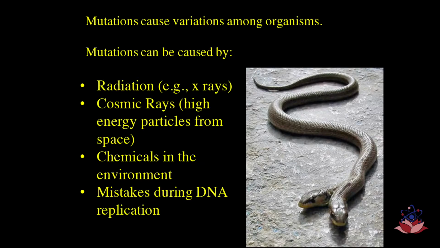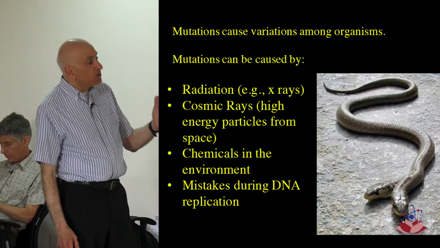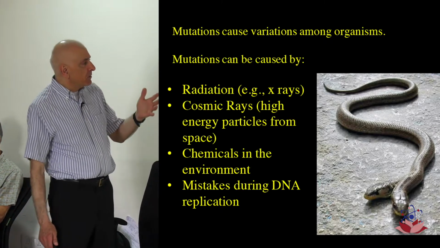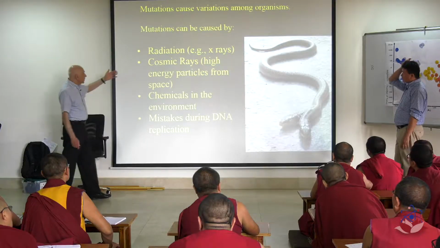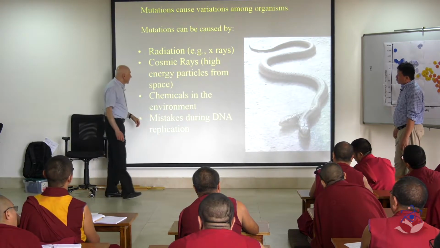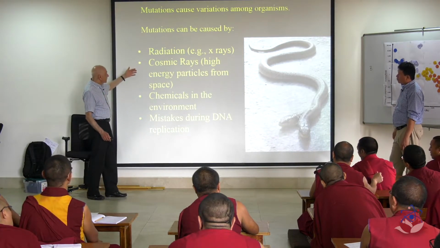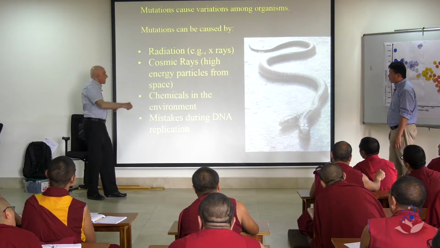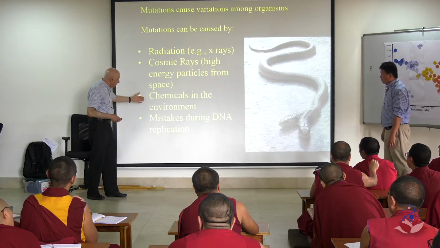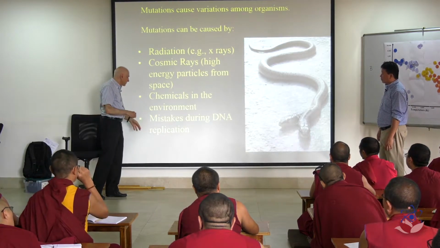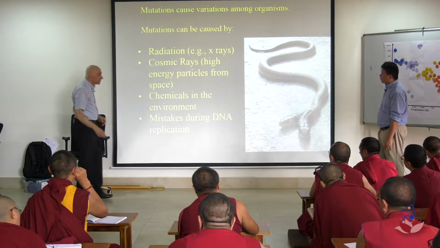So you can see an example of a mutation, the result of a mutation there. Mutations can have many causes. We talked about radiation, like X-rays. They can also be caused by cosmic rays, which are high-energy particles from space. Mutations can be caused by chemicals in the environment or just random mistakes during the duplication of DNA.